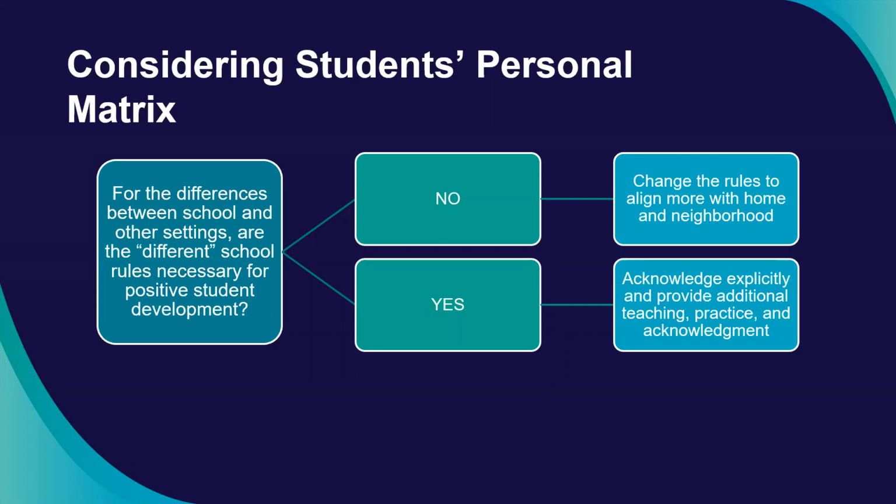If not, then we can change our school behavioral descriptions to mirror those of the home and for the broader community. If they do need to be different, we need to make sure that we acknowledge the difference and make sure that we are providing solid teaching, practice, and rationale to bolster that skill and that code switching.